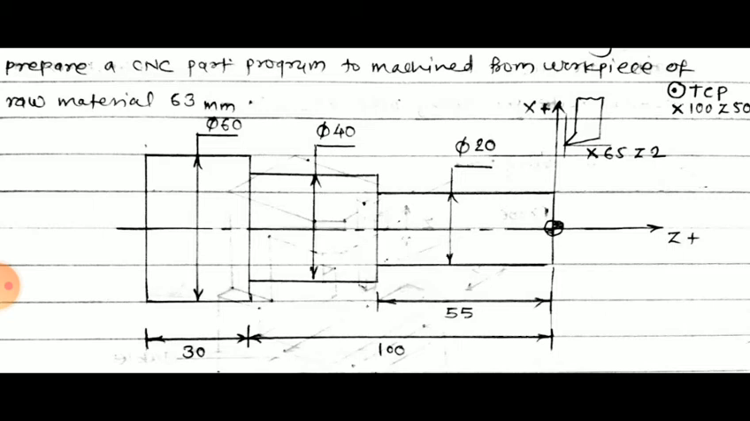Then you have to indicate some positions. So you have to mention the tool change position, that is TCP. So you can see at the right hand side there is a TCP, that is tool change position, and the coordinates of that position, that is X100, Z50. If that tool change position is not given in a problem, then you have to assume that.